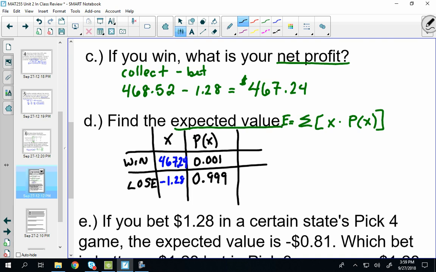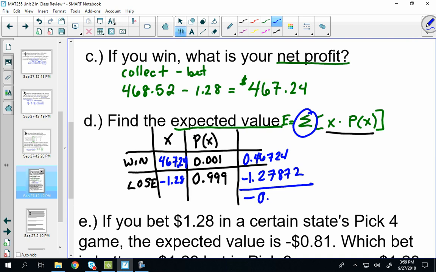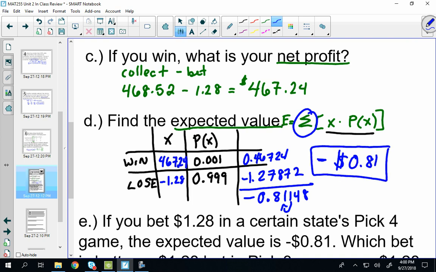When we multiply straight across, because that's what it tells us to do, we'll end up with 0.46724 and negative 1.27872. When I add these up, because that sigma tells me to add, I end up with negative 0.081148. But we're talking about money, so they told us to round to the nearest cent. So we're expected to lose 81 cents every time we play the game.